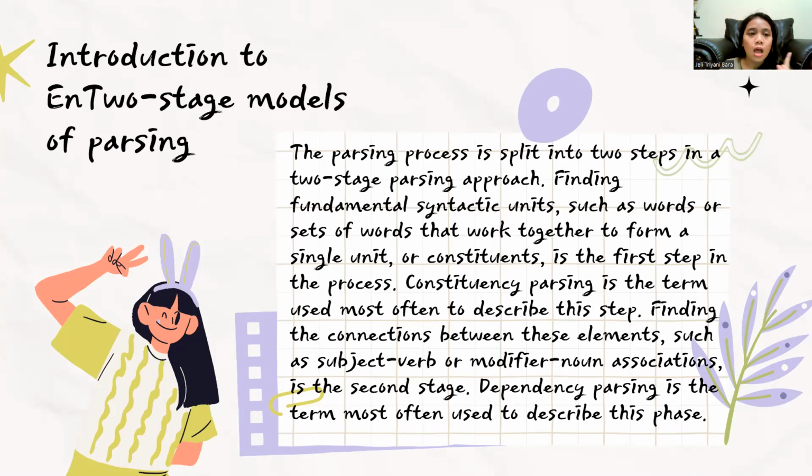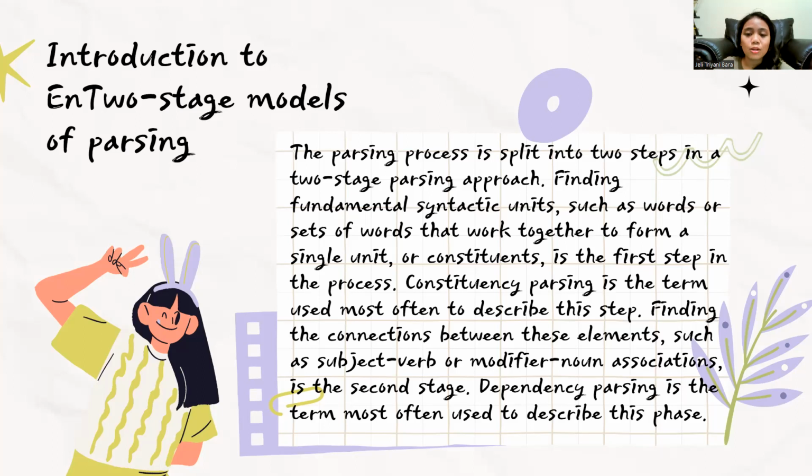So the first material is introduction to two-stage models of parsing. The parsing process is split into two steps in a two-stage parsing approach. Finding fundamental syntactic units, such as words or sets of words that work together to form a single unit, or constituents, is the first step in the process.